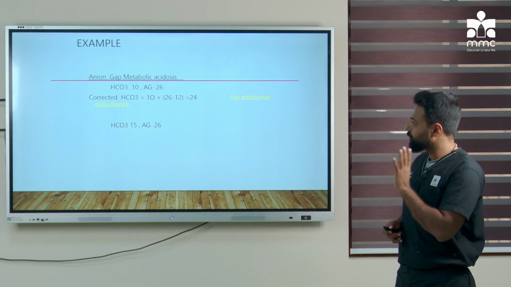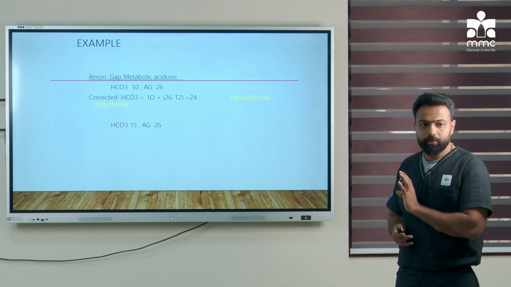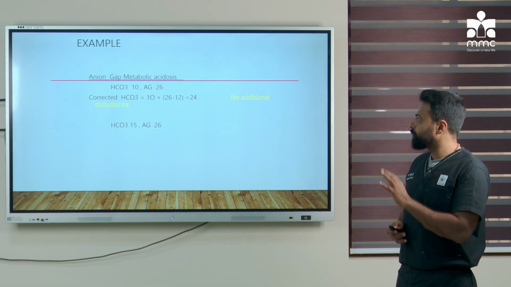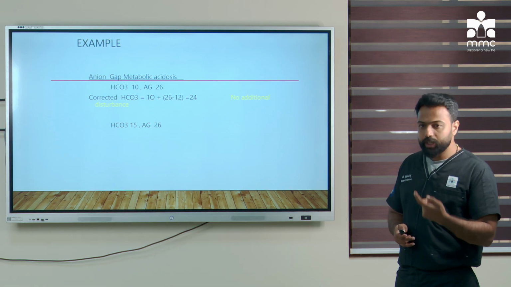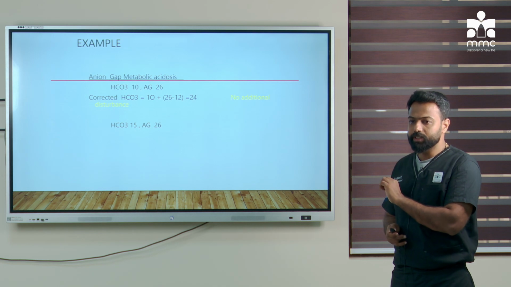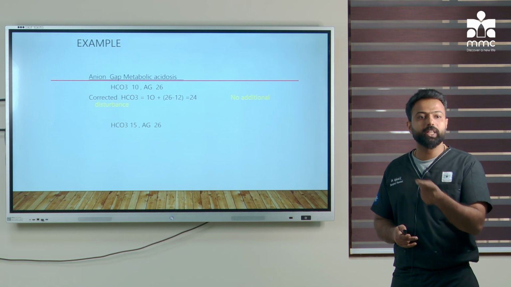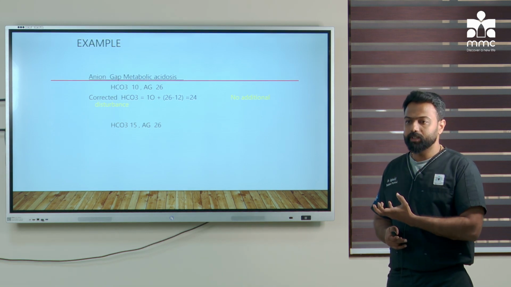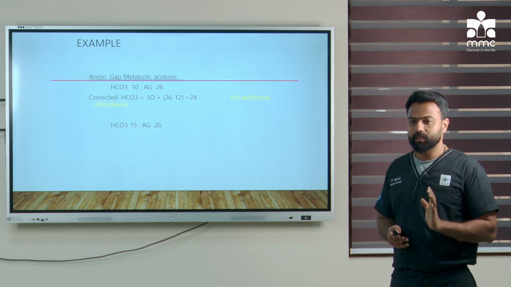Okay. Now coming to the second case, the bicarbonate is 15 here and anion gap is 26. So definitely again a high anion gap metabolic acidosis. Coming to the next step, calculate the corrected bicarbonate. What will be the corrected bicarbonate? It will be 15 plus 26 minus 12, right? So it is 15 plus 14, which is 29. So 24 is normal, but here it is 29. So there is an additional bicarbonate in the blood. That means there is an additional metabolic alkalosis, right?